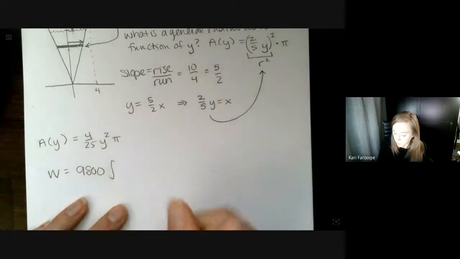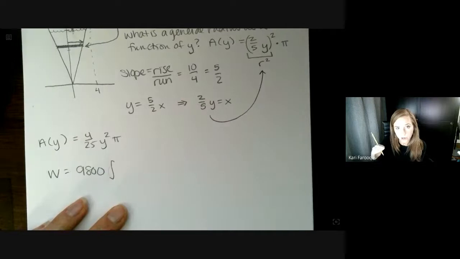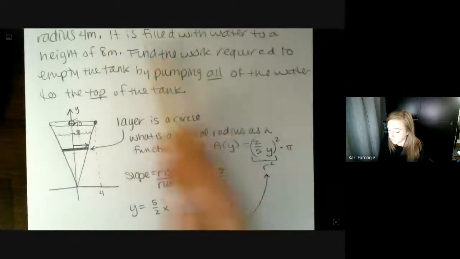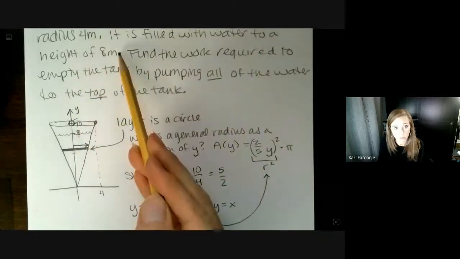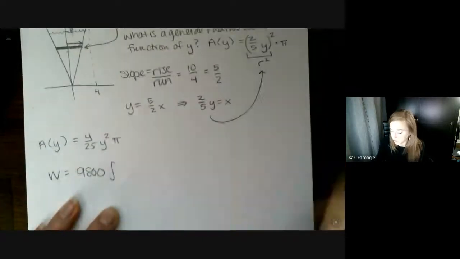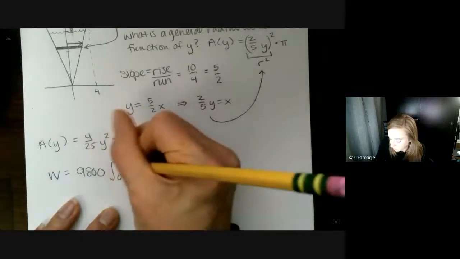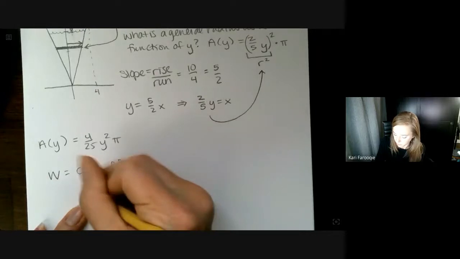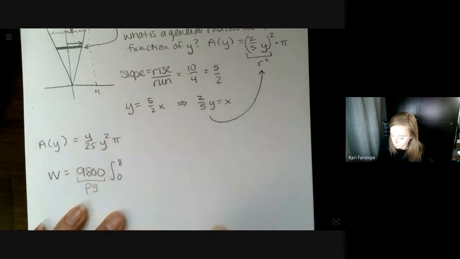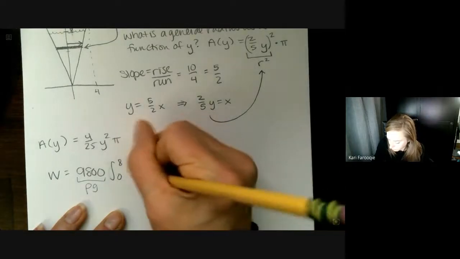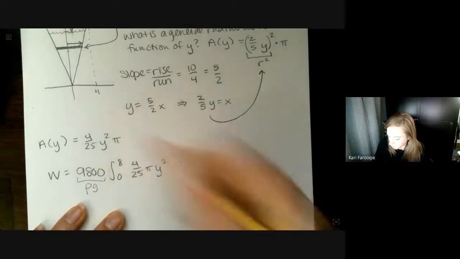So we are going to go from a to b where the water actually exists in our tank. Remember, we said the water is filled to a height of 8 meters. So we're only going to integrate from 0 to 8 because that's where the water is. Once I have that, I already put the rho g here on the outside. That's where that goes. I'm just now looking for A of y, which is 4/25 pi y squared.